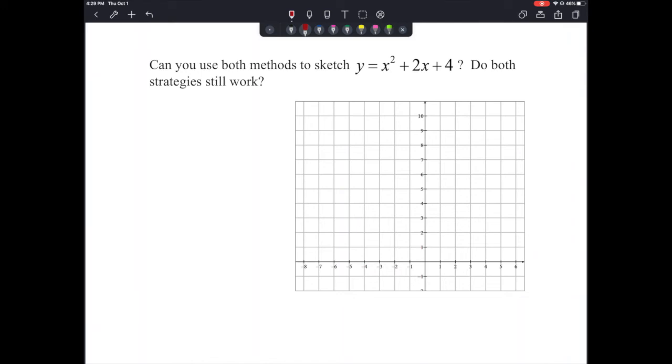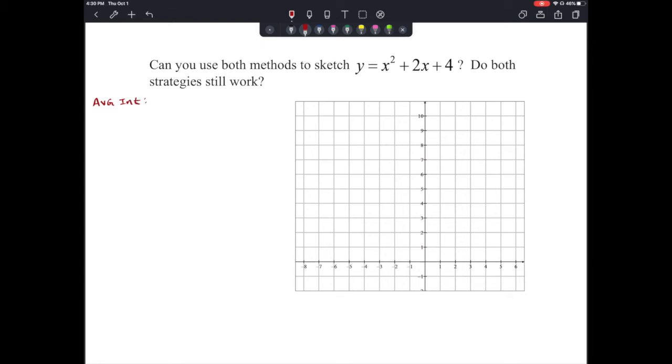It says, can you use both methods to sketch y equals x squared plus 2x plus 4? Do both strategies still work? Let's take a little look at this one now. So if I wanted to do this one by averaging the intercepts, let's start out with that. We'll average the x-intercepts here.